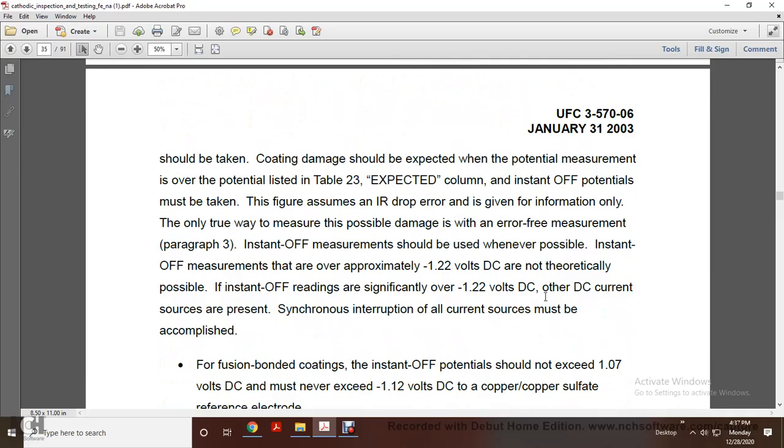Instant off potentials must be taken, since on potentials are affected by IR drop error. Only instant off measurement is truly free of IR drop error, as in paragraph 3. Instant off measurement should be used whenever possible. Instant off measurements over approximately negative 1.22 volt DC are not theoretically possible. Instant off readings significantly more negative than 1.22 volt DC indicate that DC current sources are present, which complicates interpretation.